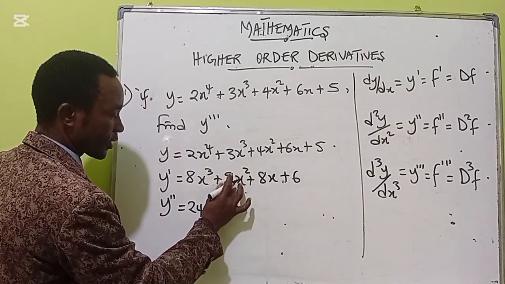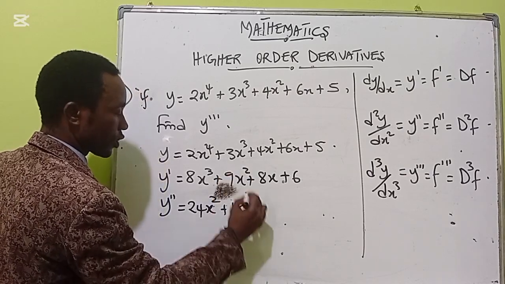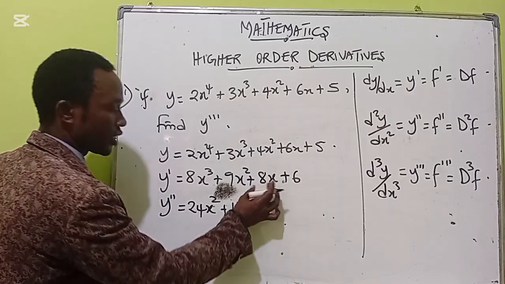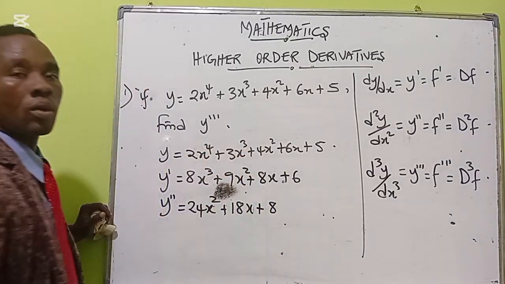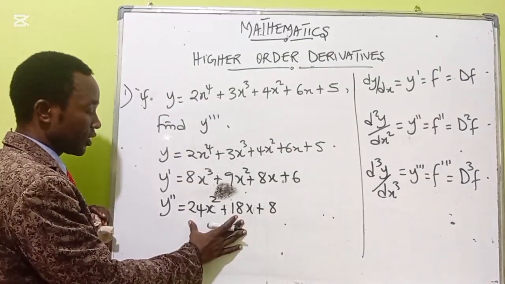Then plus 2 times 9 is 18. x raised to power 2 minus 1 will give us 1, so the same thing as x. Then when you differentiate 8x, you get what? 8. Differentiate 6, you get 0. Don't bother yourself putting it. So this is the answer for the second derivative.